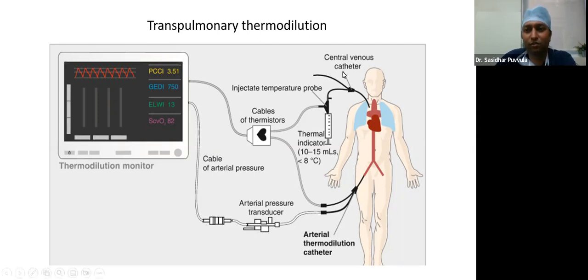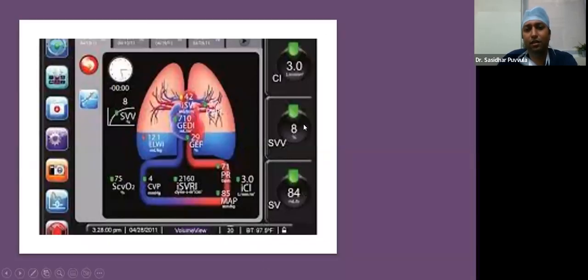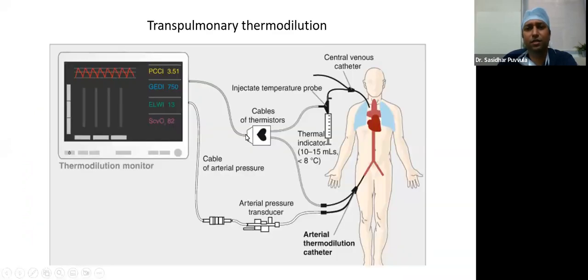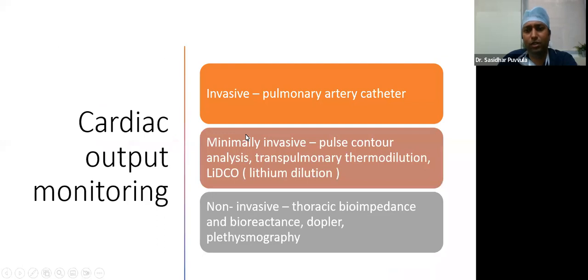So what do you need? You need a CVP line, you need a femoral arterial catheter with a temperature sensor that is given with that particular cardiac output monitoring kit, and you need to inject ice cold saline, and the rest the monitor does. It gives you a lot of indicators like your cardiac index, cardiac output, stroke volume variation, and a lot of intrathoracic parameters. So this is briefly about thermodilution.